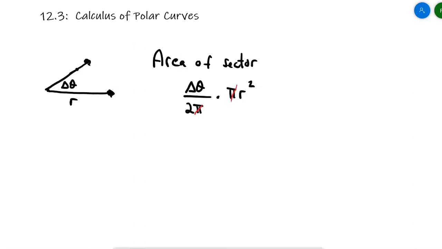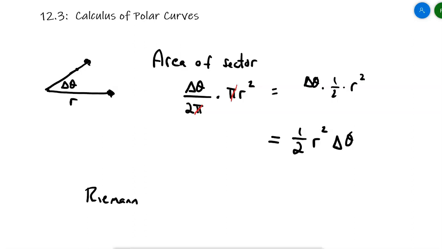So the area of one sector then, if we rearrange terms just a little bit, becomes delta theta times 1/2 times r squared, or if we simplify it a little bit, 1/2 r squared delta theta. So that's the area of one sector. If we want to take the sum of all those sectors, and we could take a Riemann sum of all those sectors, and that will give us the area that's inside the polar curve.